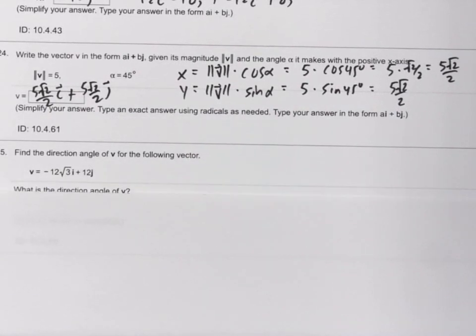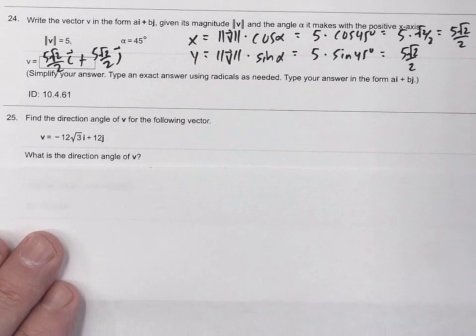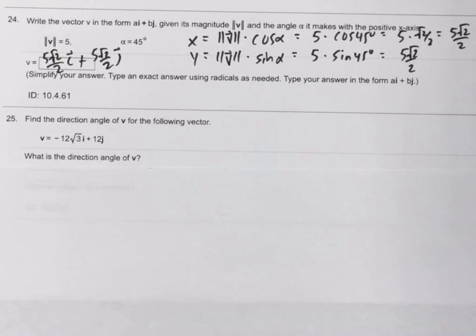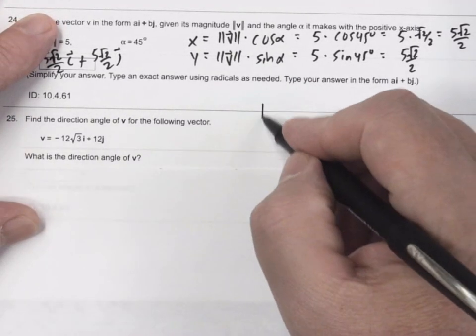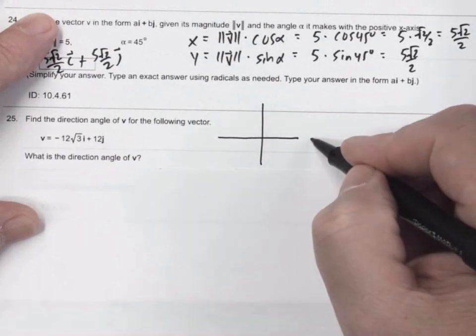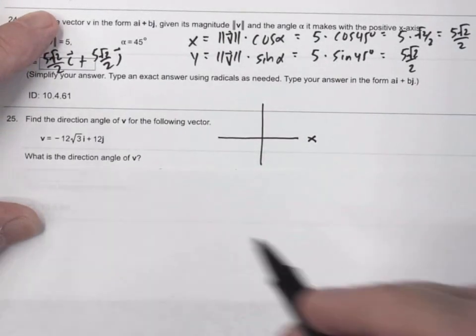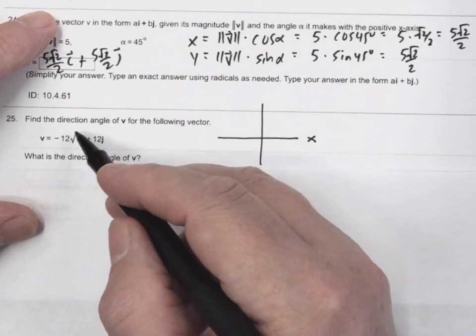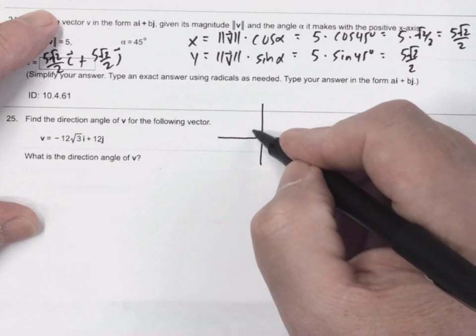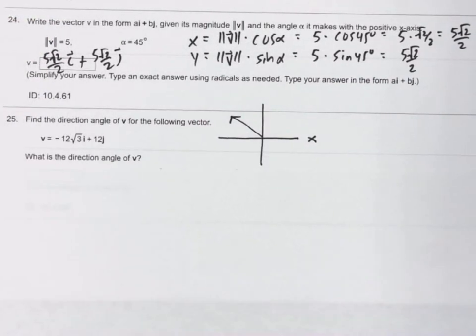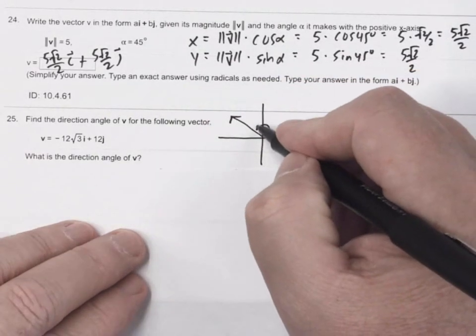Then 25, here's a vector v. They want to know what the direction of this vector is. So I assume that's based upon the positive x-axis. If we just do a rough sketch of this, i is a negative number and j is positive. Must be over here in the second quadrant somewhere. So they want to know this angle.